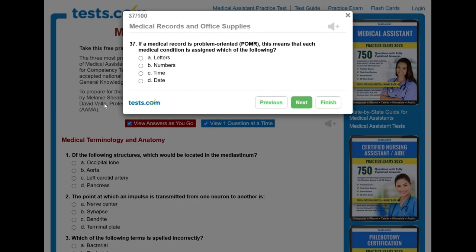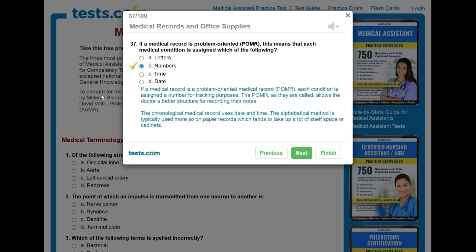Question 37. If a medical record is problem-oriented, POMR, this means that each medical condition is assigned which of the following? A. Letters, B. Numbers, C. Time, D. Date. B. Numbers. If a medical record is a problem-oriented medical record, POMR, each condition is assigned a number for tracking purposes. The POMR, as they are called, allows the doctor a better structure for recording their notes.